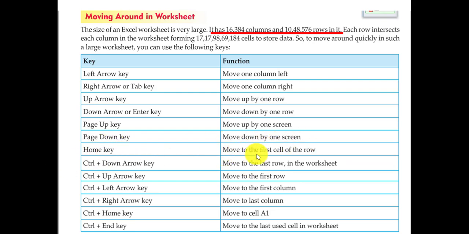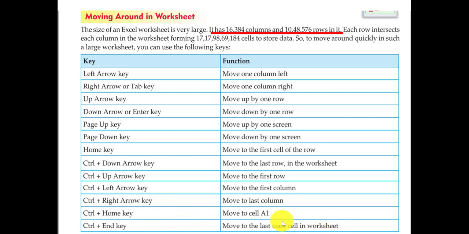Home key, move to the first cell of the row. Control plus down arrow key, move to the last row in the worksheet. Control plus up arrow key, move to the first row. Control plus left arrow key, move to the first column. Control plus right arrow key, move to the last column. Control plus home key, move to cell A1. Control plus end key, move to the last used cell in a worksheet.